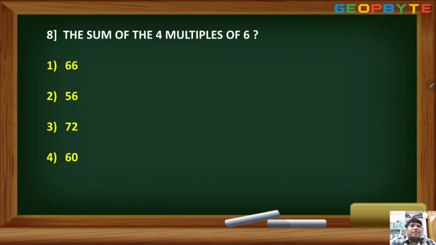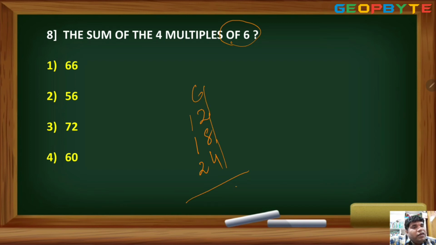Okay. Next. The sum of the first 4 multiples of 6. Of 6 means multiples of 6. 6 ones are 6, 6 twos are 12, 18, 24. Add all the values: 6 plus 12 is 18, 18 plus 18 is 36, 36 plus 24 is 60. So 60 is the answer.